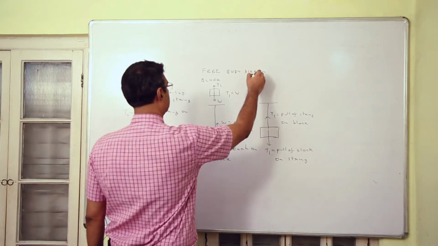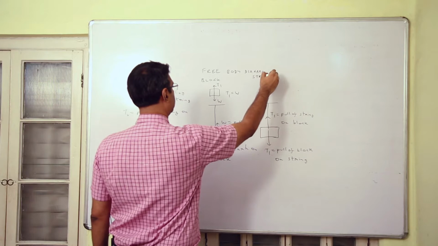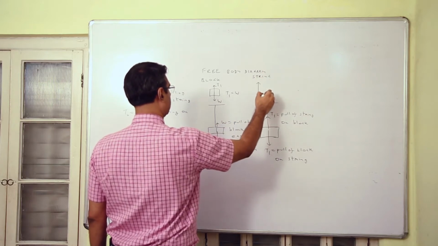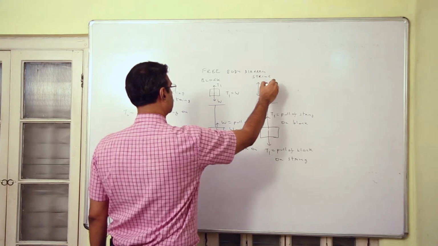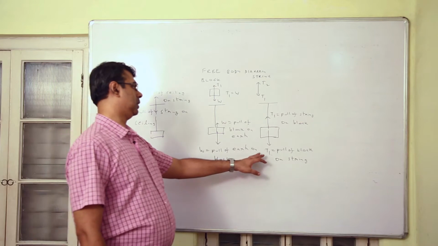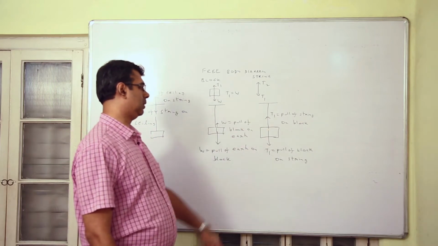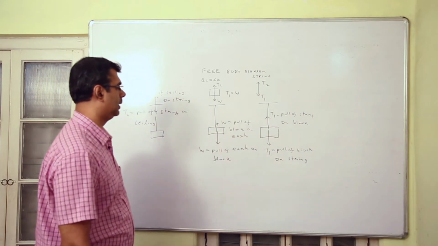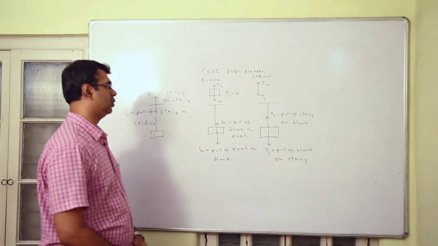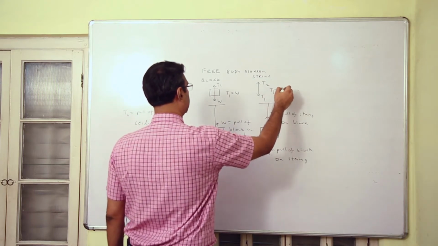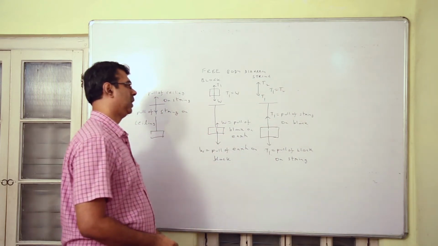Now let us have a look at the free body diagram of the string. So these are the two forces. T1 is the force on the string exerted by the block, and T2 is the force on the string exerted by the ceiling. Are these two forces equal and opposite? Yes. How do we know that? Because the string is at rest.